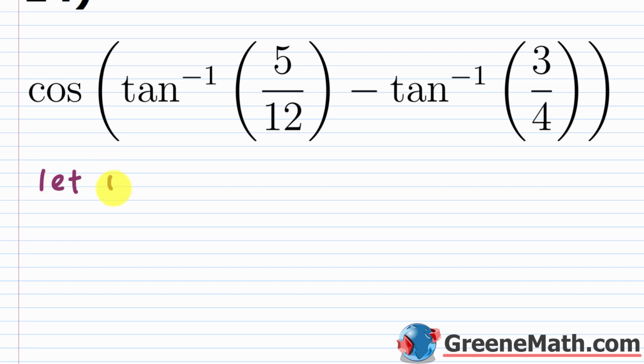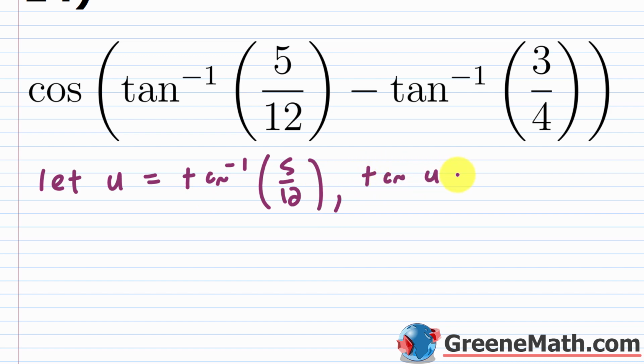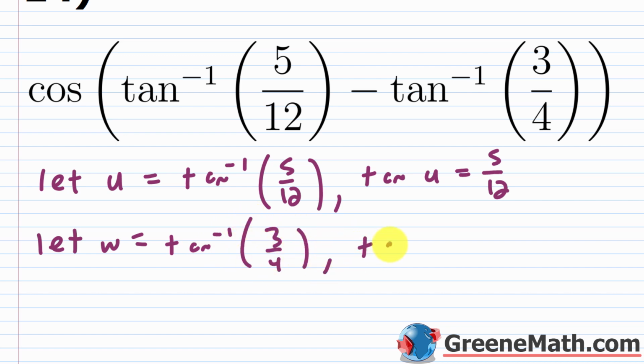I'm just going to let something like u be equal to this right here. So this is equal to the inverse tangent of 5/12. And so from that, I can say that the tangent of u is equal to 5/12. And then I'm going to let w be equal to this other guy, the inverse tangent of 3/4. And then we can say that the tangent of w is equal to 3/4. So first off, I know that if this argument is positive and this argument is positive, then both these angles are going to be in quadrant 1. So I could say that u is in quadrant 1, and then I'll put w that's also in quadrant 1, just as a reminder.